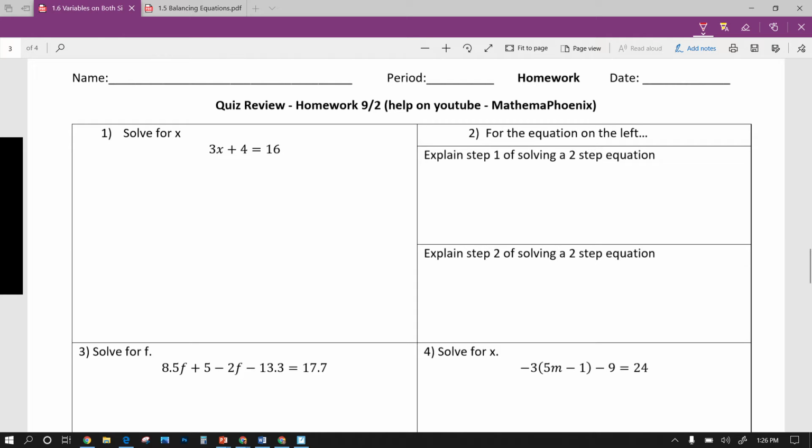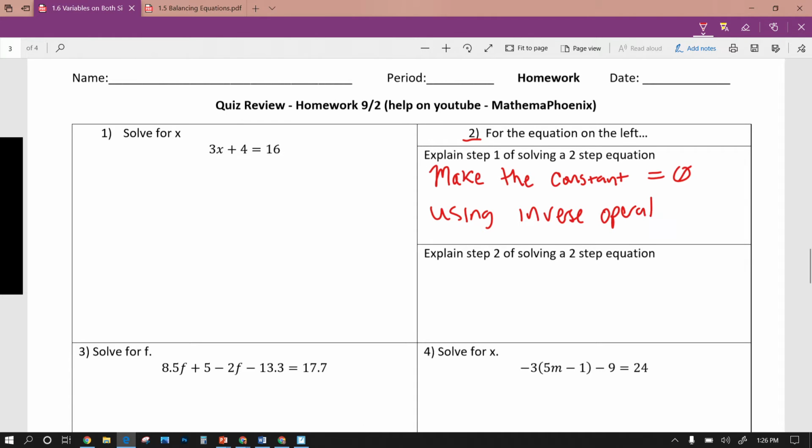All right, our first problem that we have here in our quiz review, 3x plus 4 equals 16. So problem 1 and problem 2 here are both going to work with this same equation. So our first step, step 1 of solving a two-step equation, is to make the constant equal 0 using inverse operations. So that's going to be our first step.